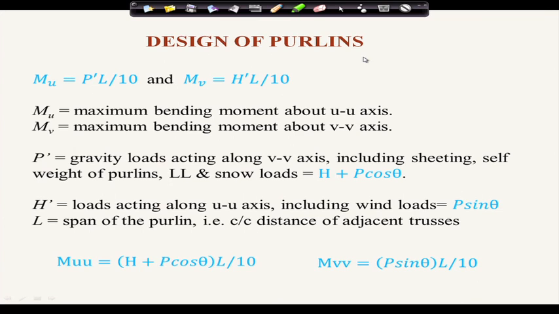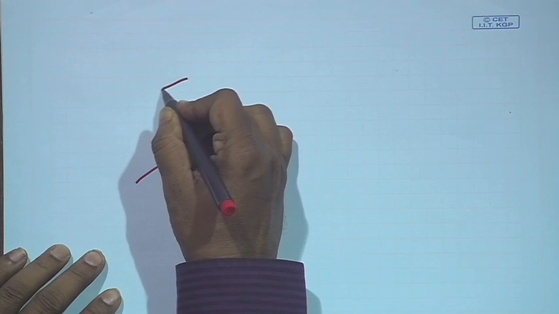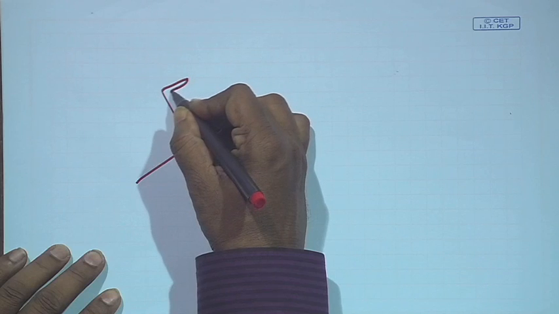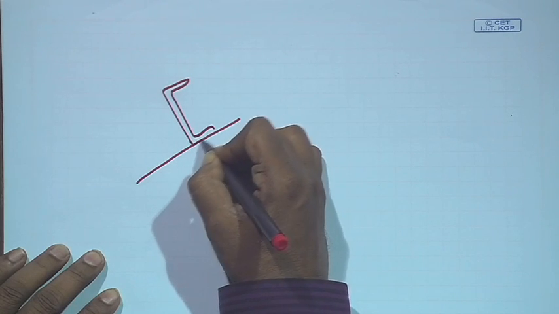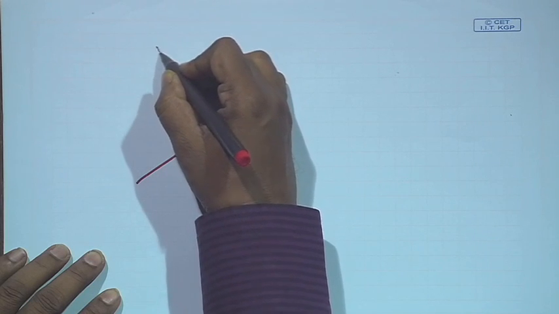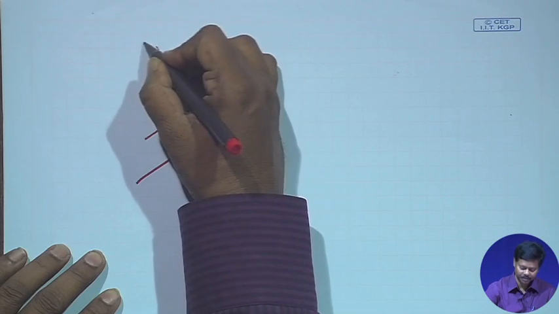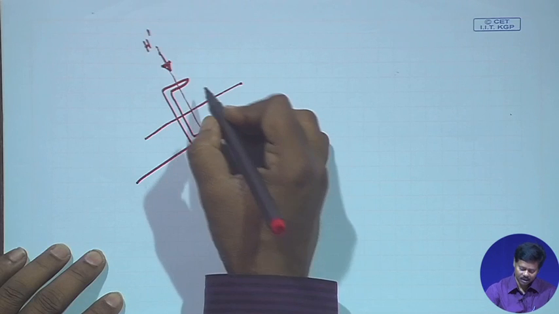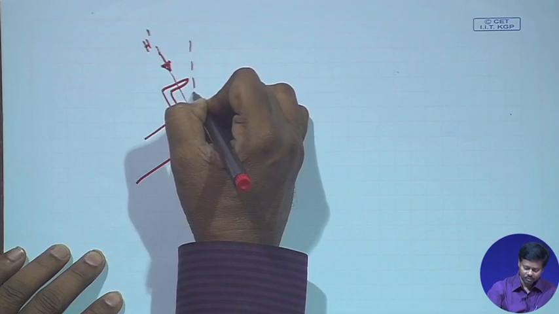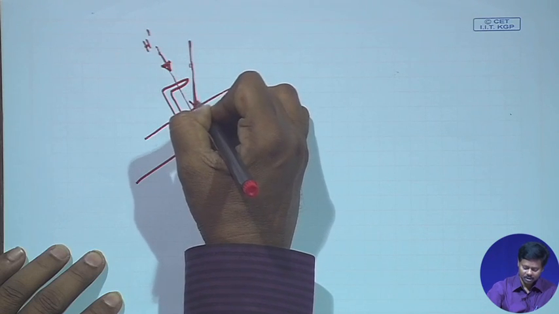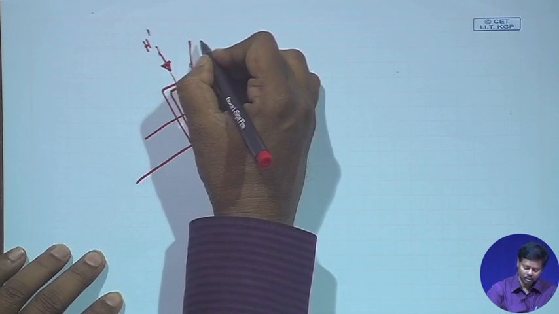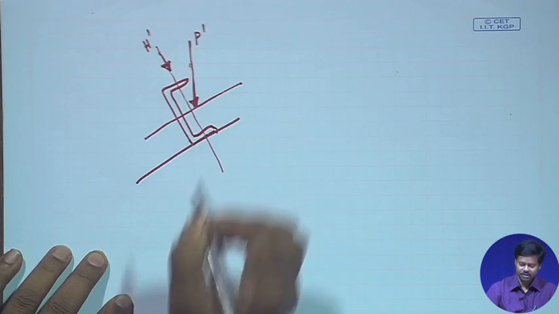Now, for purlin design we need to know what loads come into the picture. So, if we see, for example, for a channel section, the load is basically of two types. One is the wind load, which acts perpendicular to the roof. We assume that winds act perpendicular to the roof, H dash, and another acts vertically downward, that is due to self weight, dead load, snow load, etc. This is P dash, right.